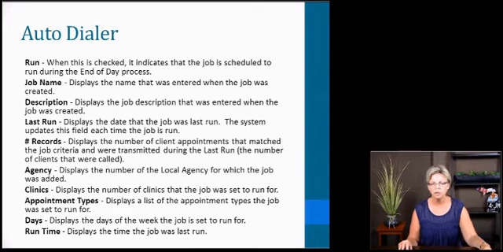The last run, the system will tell you when the last time that was run. If it's a Tuesday only feature, then you'll see that it was last Tuesday, and then it'll project forward to say, okay, the next time it's going to be run is the upcoming Tuesday. Number of records does tell you the number of client appointments that match the job criteria and that were transmitted during the last run, so you know how many clients were called. Then there's the local agency or the clinic, the appointment types that the job was set to run for, the day and the time. So there's lots of information all on that one auto dialer screen. So let's take a little bit closer look at that.